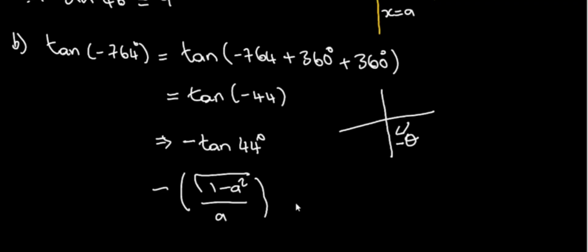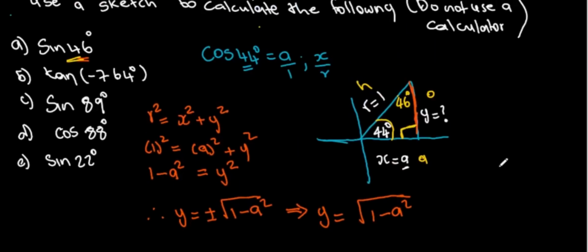So you can just multiply out the bracket with negative, which will give us negative the root of 1 minus a squared, and everything is divided by a. Then you've managed to answer this question. The most important thing for you to do is to make sure that you change that negative angle. Let's see what we have on the second.